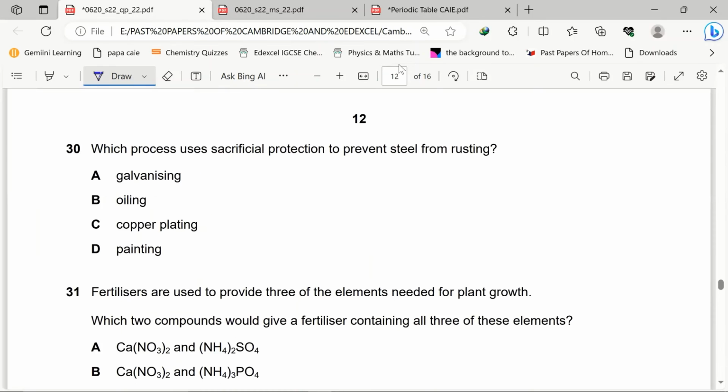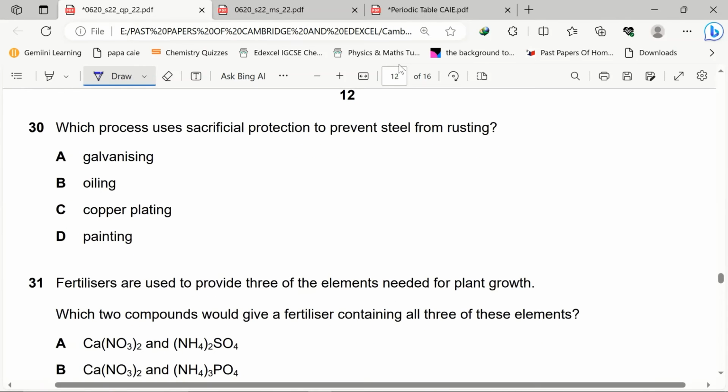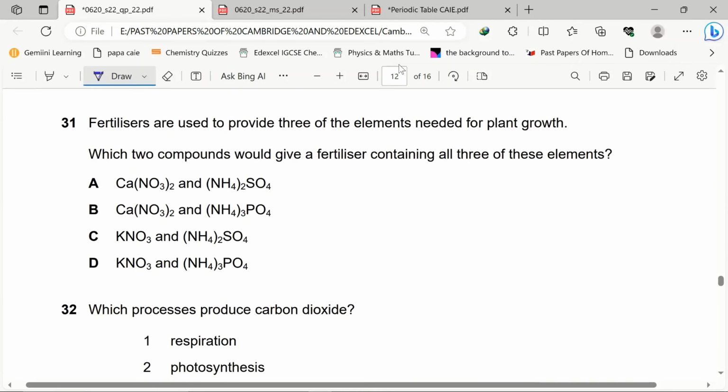Number 30. Which process uses sacrificial protection to prevent steel from rusting? So sacrificial protection is galvanizing. Straightforward.